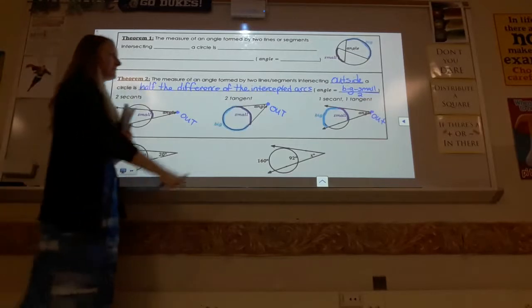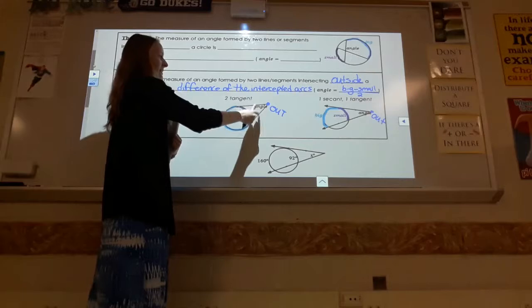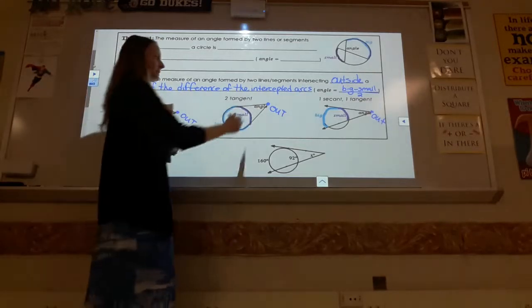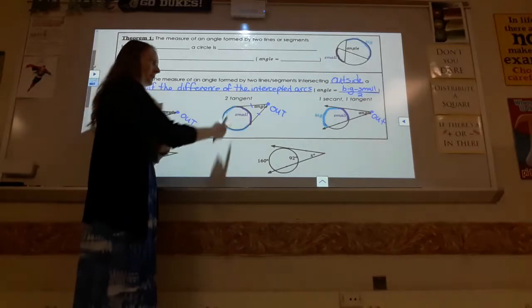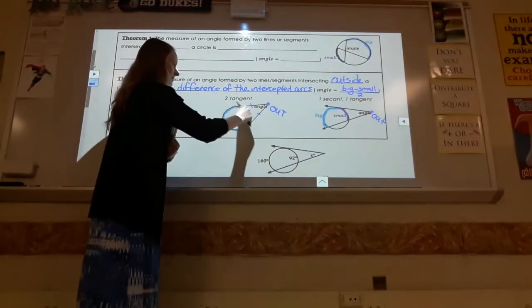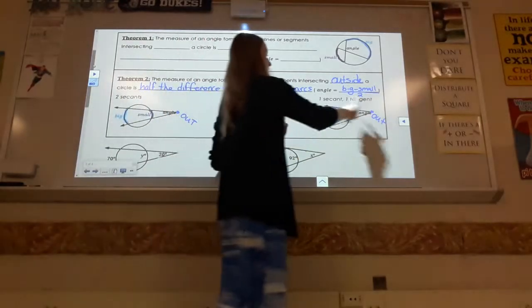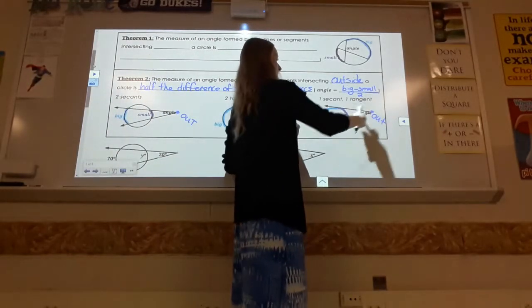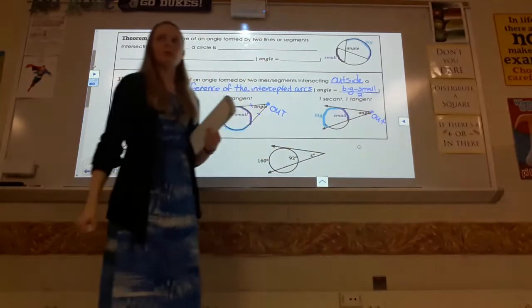Okay? If you guys had 2 tangents, remember the clown hat rule? What do I know about the tangents? They're the same. The tangents are the same, but if I'm not looking for the tangent and I'm looking for the angle instead, you would do the big arc minus the small arc divided by 2 to get the angle, right? And then if you have one secant and one tangent, this is a secant, that's a tangent, you would still do big minus small divided by 2 to get the angle, okay?